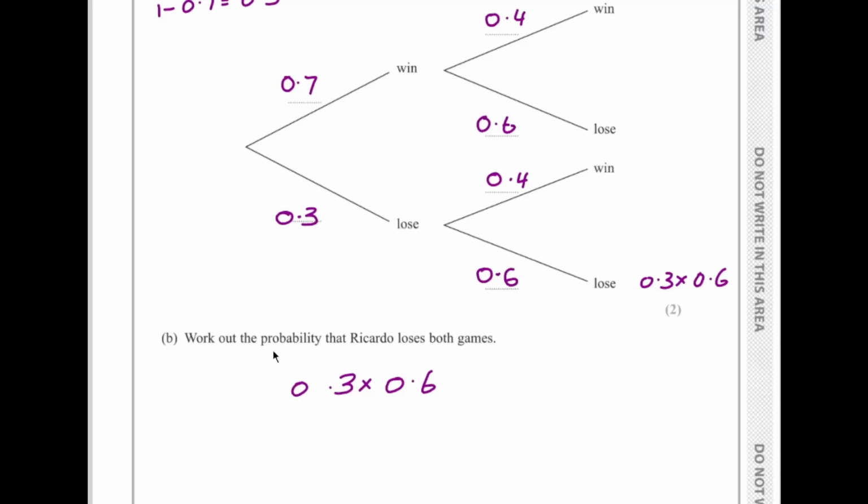So we need to work out the probability that Ricardo loses both games. Therefore, the answer comes as 0.18.